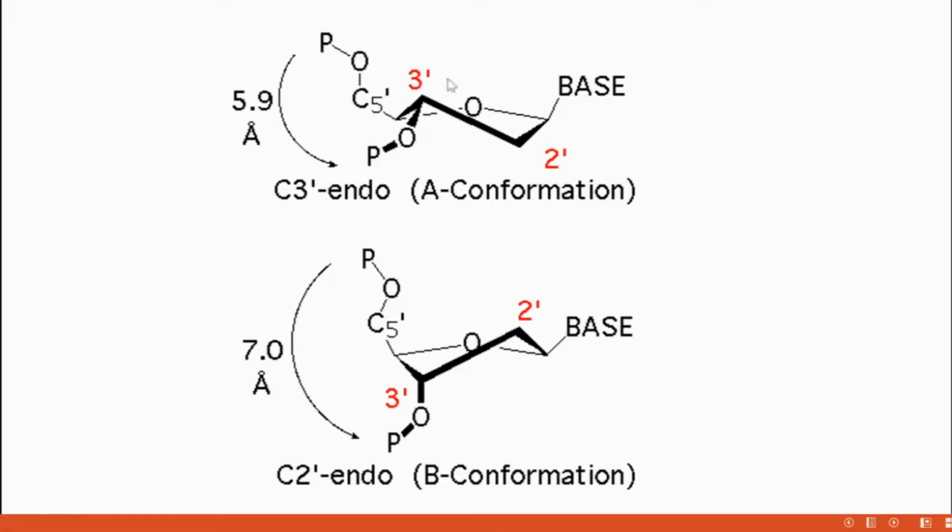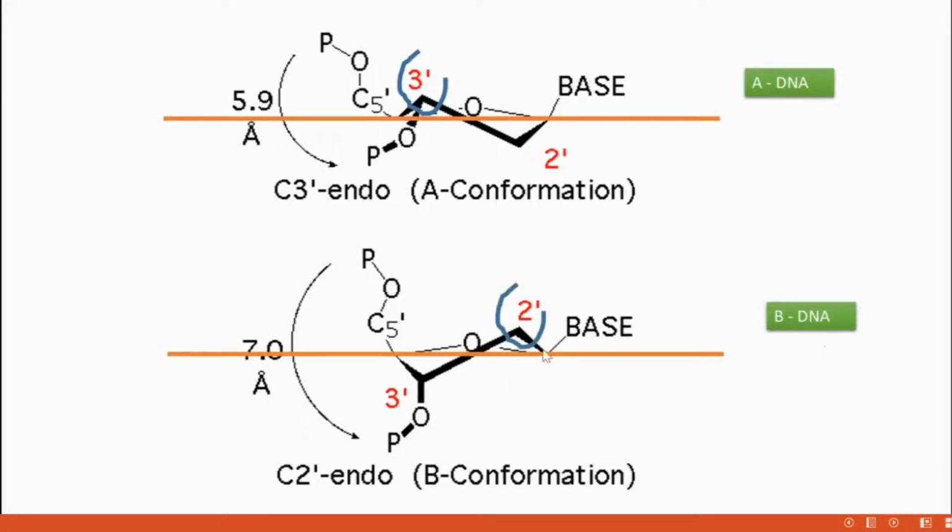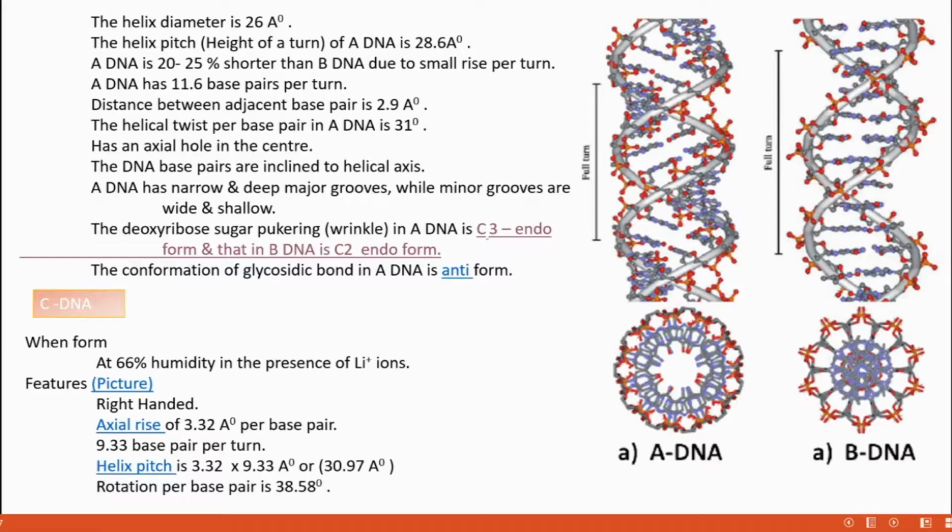This is the sugar and this is the phosphate moiety, and this is A-DNA's sugar-phosphate group. Look here in this picture, the third carbon is out of the plane. So in the case of A-DNA, it is the C3-endo conformation. But in the case of B-DNA, the second carbon is out of the plane. That is the C2-endo form. So I think now it's clear what C3-endo and C2-endo are.